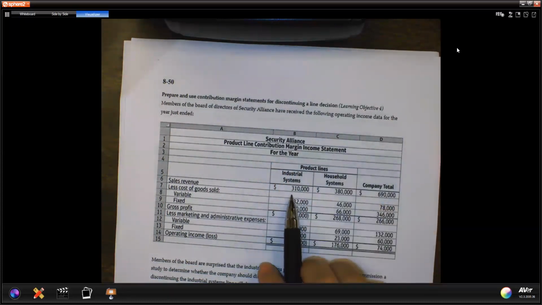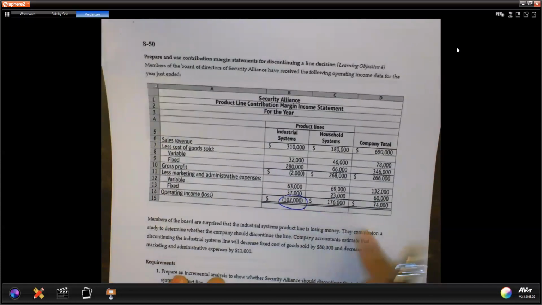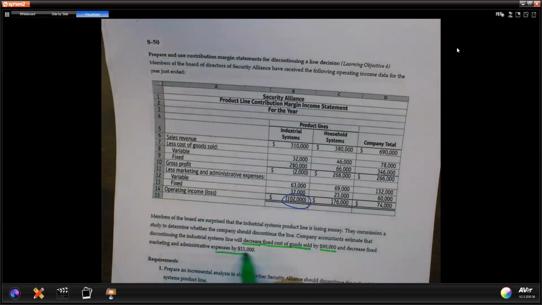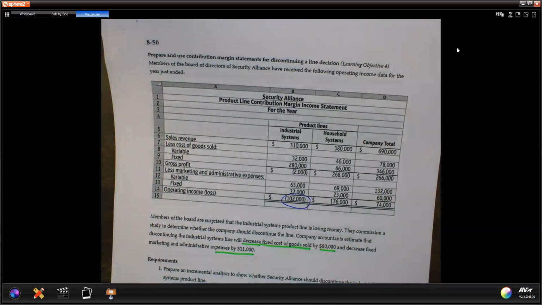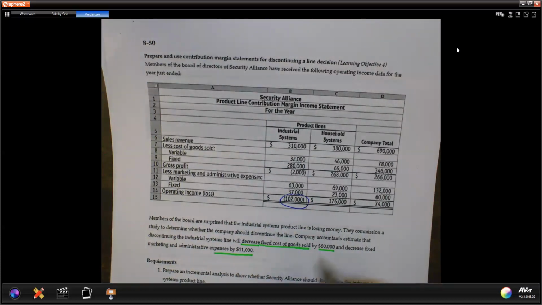So you have industrial, you have household, and we have the total. Then they found out, hey, your industrial line is losing money, overall losing money, right? So they said if you discontinue this, if you shut it down, you can decrease the fixed cost of goods sold by 80,000 and decrease fixed marketing by 11,000. So we got all this information and we're asking whether you should discontinue it, yes or no.